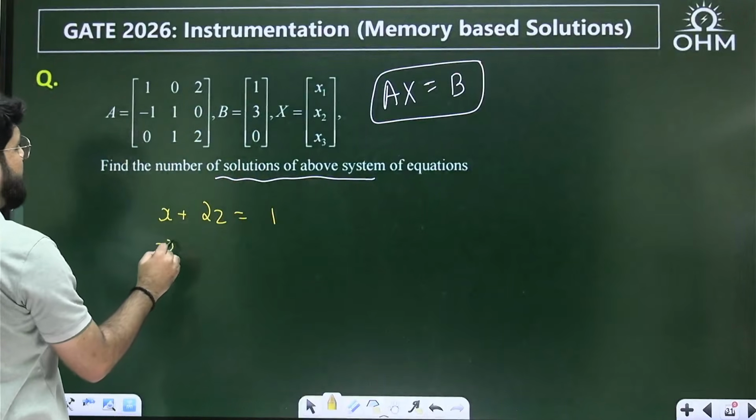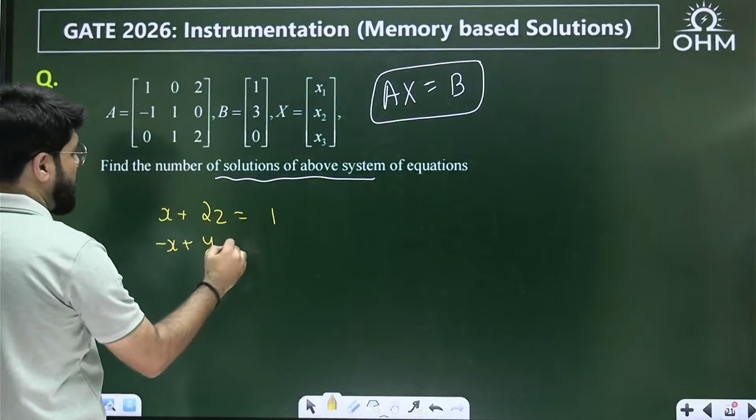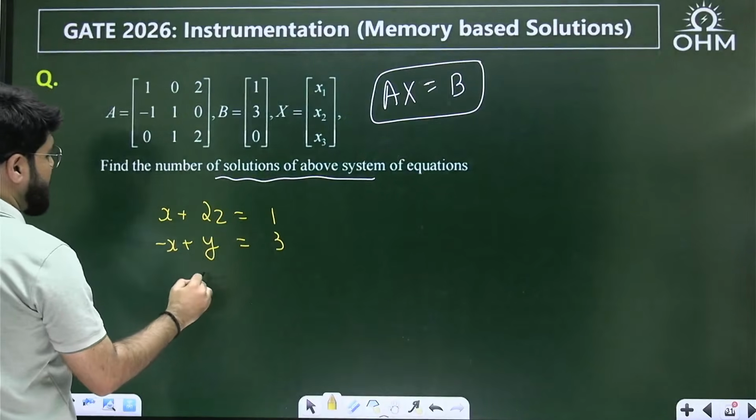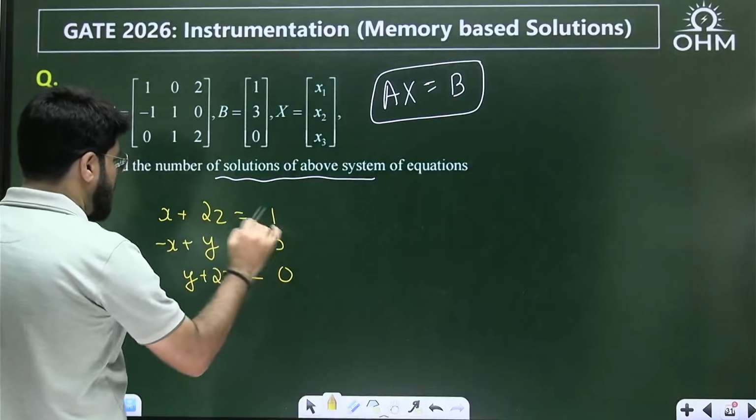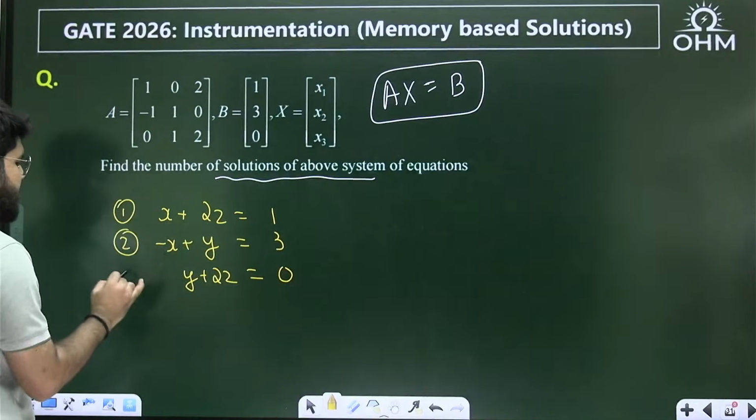Next equation: minus x plus y, z is not there, equal to 3. Third equation is y plus 2z, x is not there, equal to 0. Okay, I have the three equations given to me.